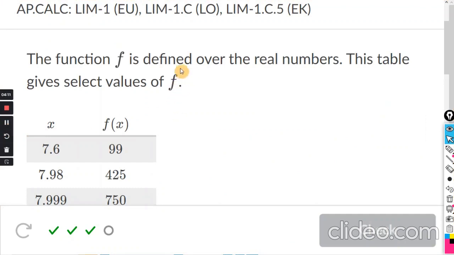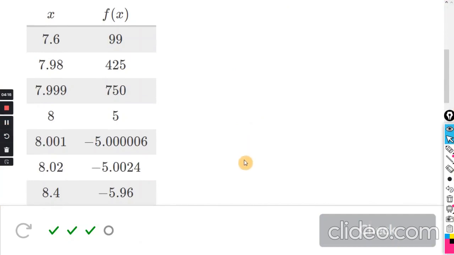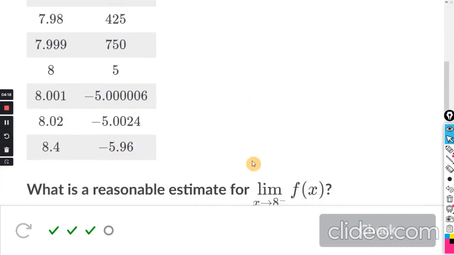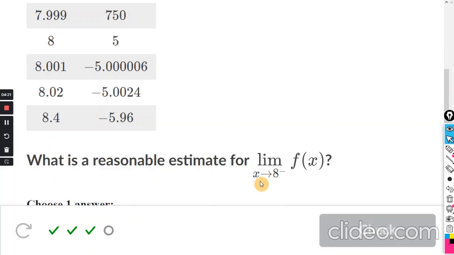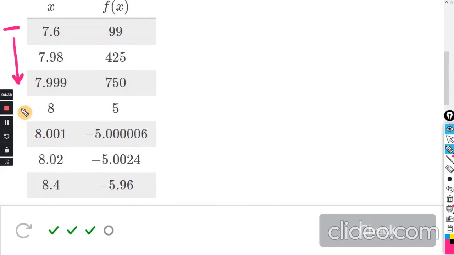All right, function f is defined over the real numbers. This table is vertical instead of horizontal, but that doesn't matter. They want the estimate of the limit as x approaches 8 from the negative side. So we're looking at the x values from the negative side, and we're headed towards 8 right here. Let's look at the values for f of x.